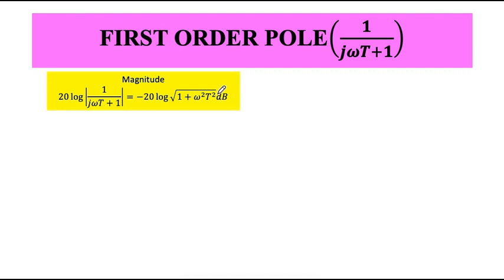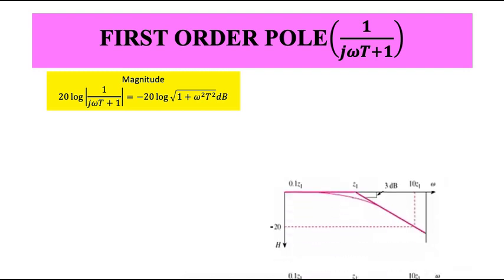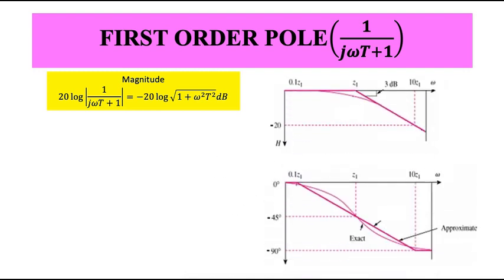Now it is a little more interesting. It is no longer like y equals mx plus c. So it is a little more complicated, but we will try to simplify this. Let's try to draw this. It looks like this: omega in log scale, then this is my magnitude, which is in decibel. Somewhere here would be the phase angles, right?